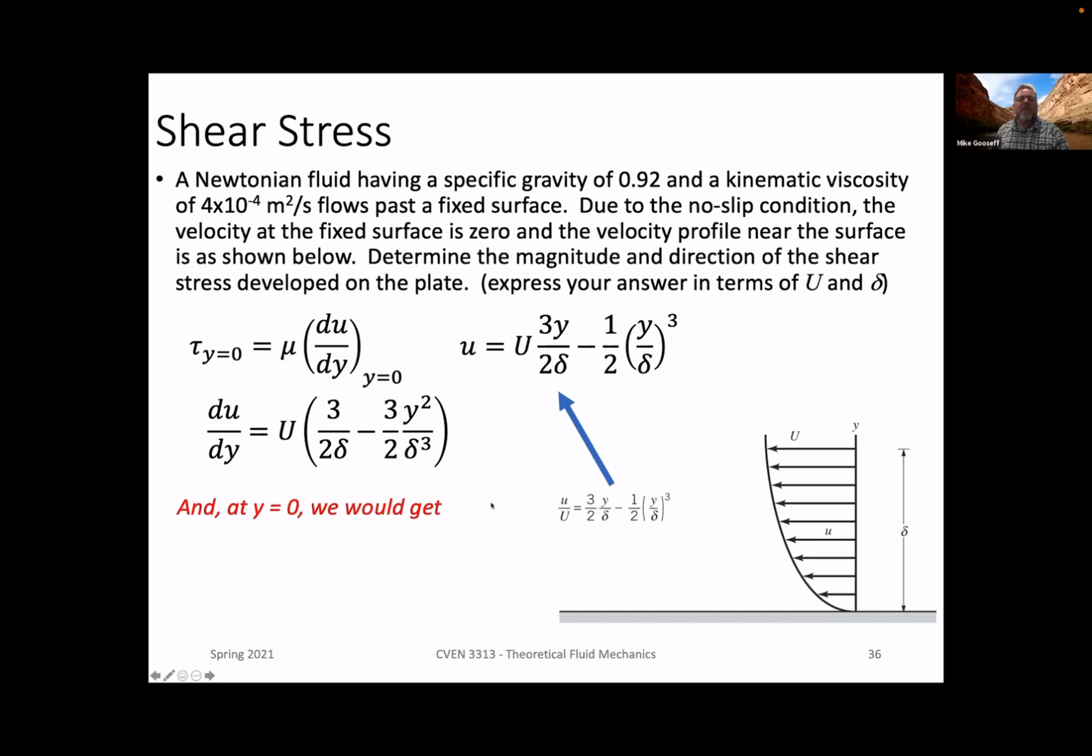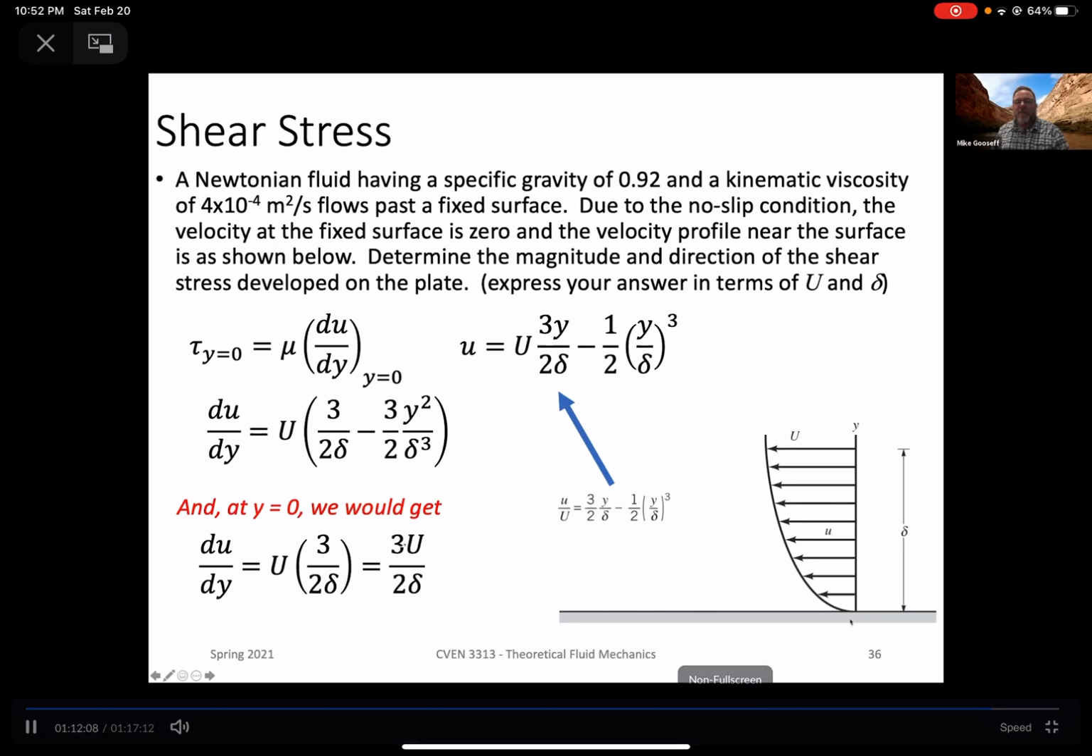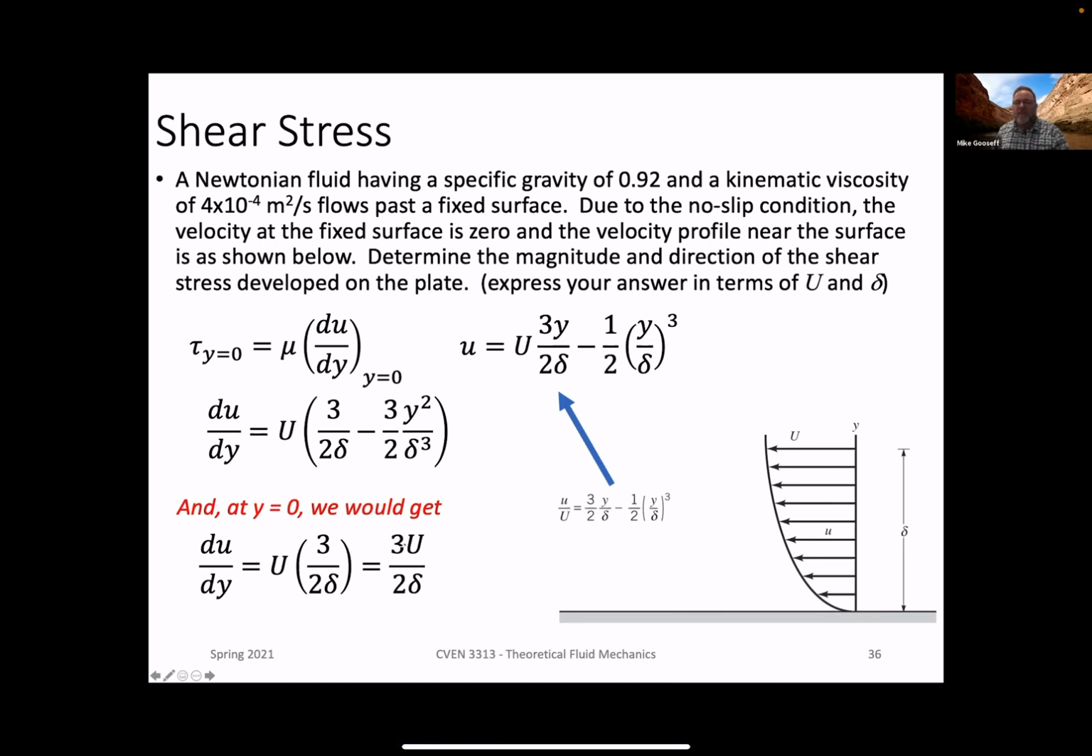And remember that we want this at the surface. We're asked at the surface, so y equals 0. So now we can plug in y equals 0 here to simplify this. At y equals 0, du dy is equal to U times 3 over 2 delta. We can simplify that to 3 capital U over 2 delta. So now we're in terms of big U and delta, but really it's about this particular slope right at y equals 0.